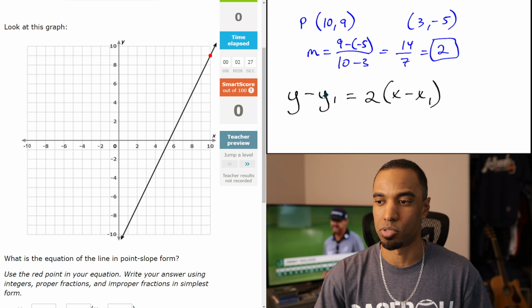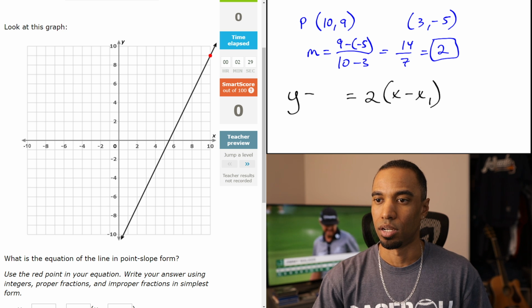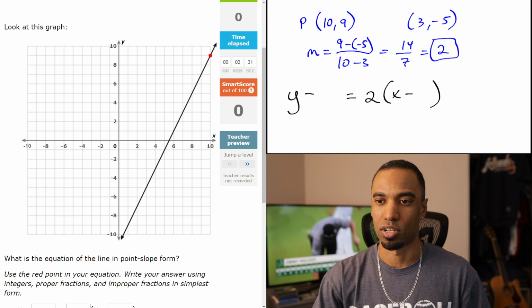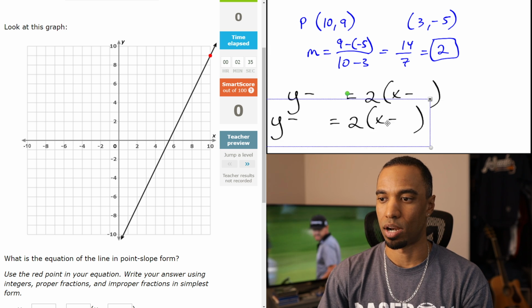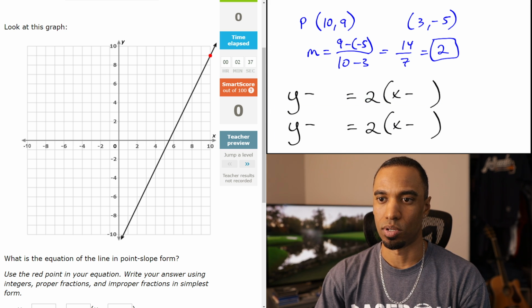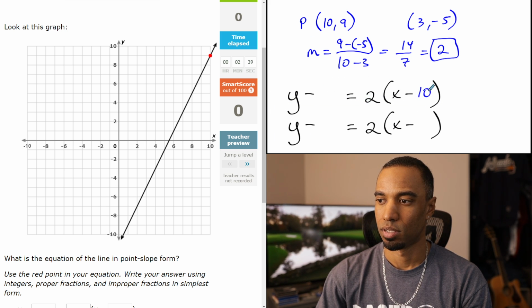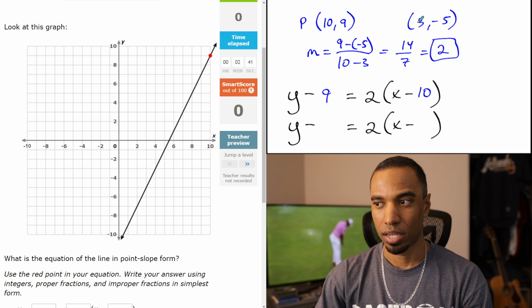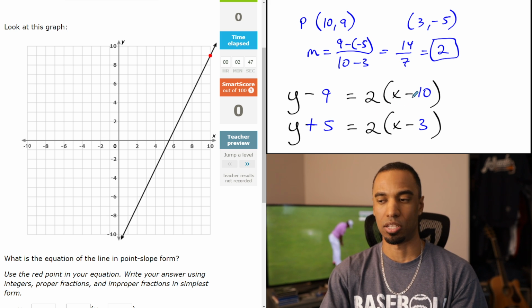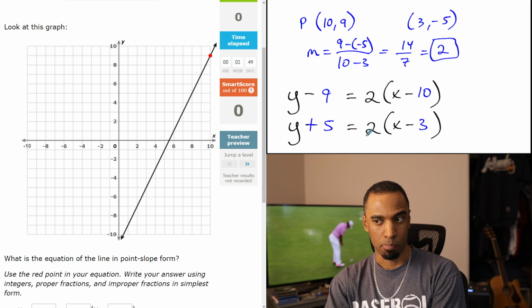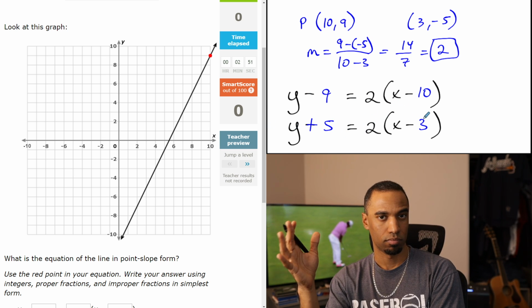But I also could have substituted in, here, let's start with 10 for x and 9 for y. Let me copy and paste this. So for point-slope form, when I'm trying to write the equation, I could have substituted 10 for x and 9 for y. Or I could have even substituted 3 for x and negative 5 for y. Now for negative 5, that means you add it. Minus a negative, right? Either of these, both are the exact same line.